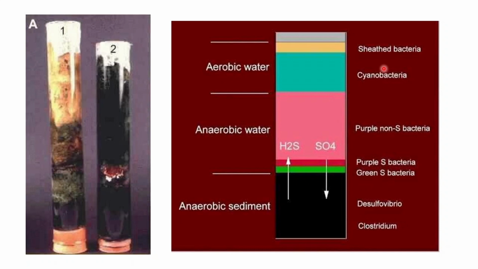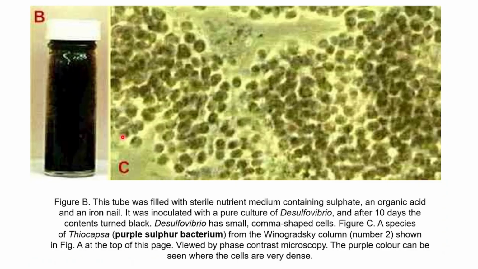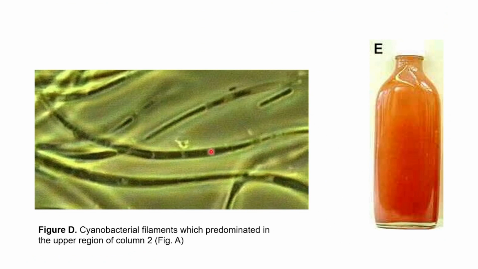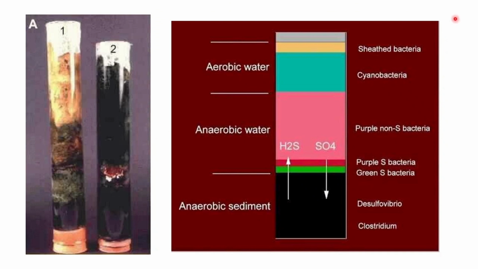Once the cyanobacteria start to grow, they can oxygenate much of the water. This happened in column 2 over here. The whole water column was dominated by a mass of cyanobacteria composed of spiral filaments, which is this one. These are the spiral filaments. Also, the top of the water column can contain large populations of sheathed bacteria.